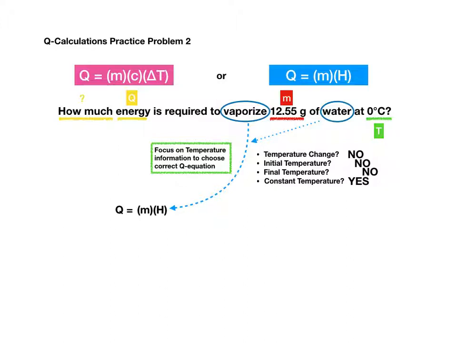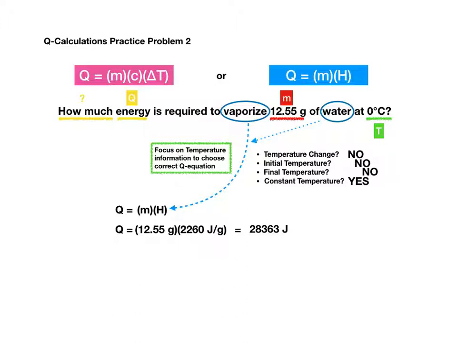So I simply plug in Q equals, for m, I put in 12.55 grams, and for H, the heat of phase change, I am putting in from table B 2,260 joules per gram. Now when I plug this into my calculator, I end up with a value of 28,363 joules.